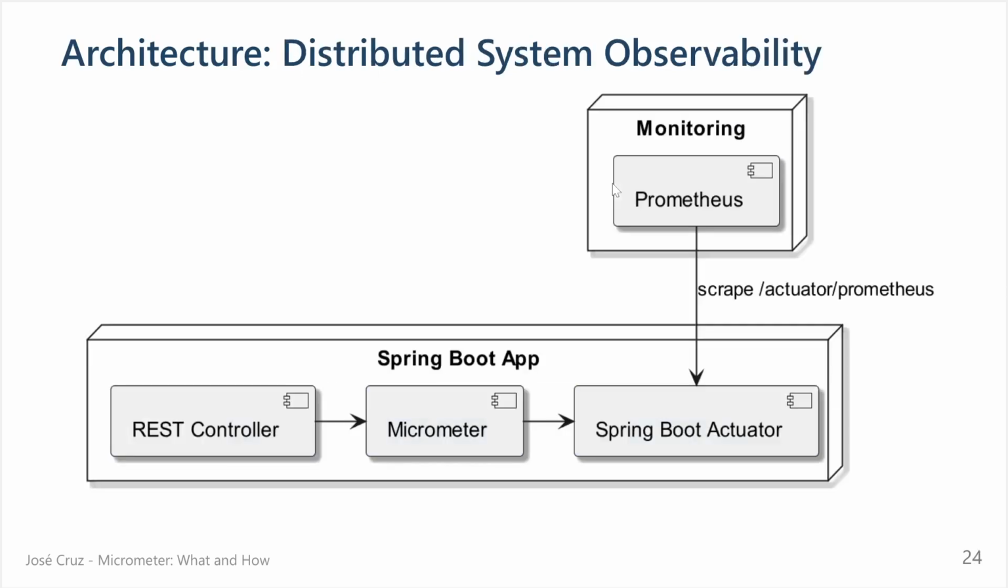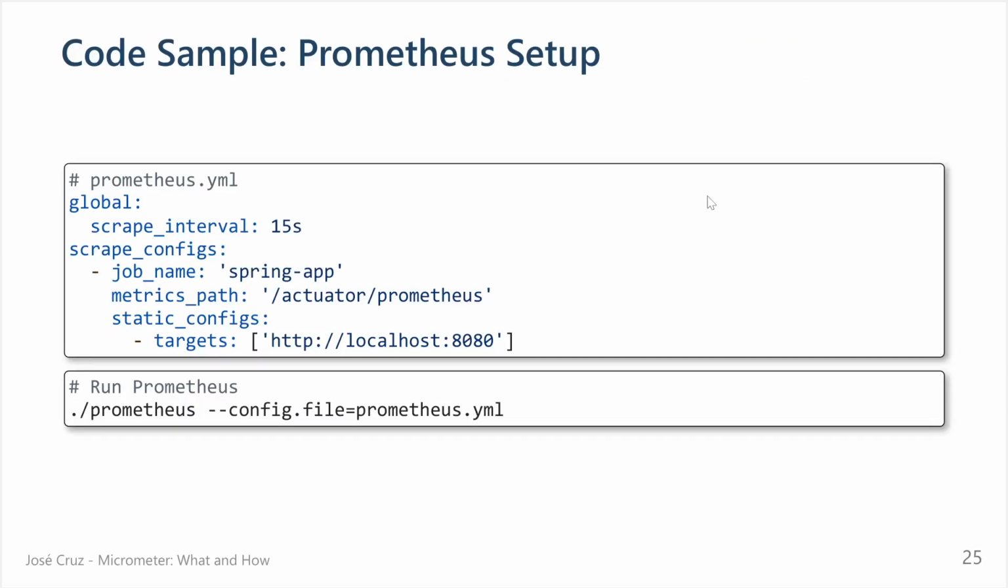Okay, in a distributed system observability, you have the REST controller. This is where your application lives, and the Micrometer will live in your application. Then it exposes here a Spring Boot Actuator, okay, and the Prometheus. This is more a sequence of what happens here. It's about how you build from the architect point of view. You have your Spring Boot app and you have a monitoring, which is always external to it.